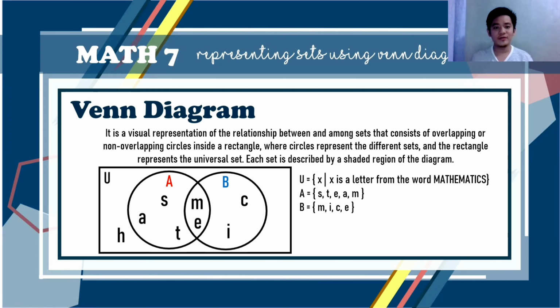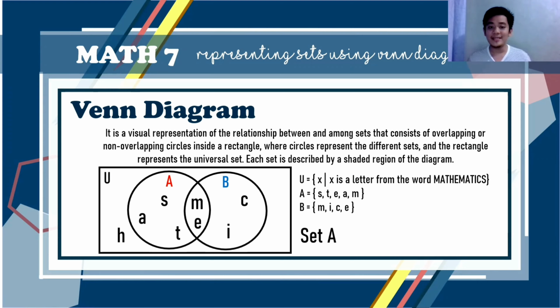Now, sir, how are we going to represent different sets using the Venn diagram? That is actually a good question, where we use the Venn diagram to represent our set through shading. What are we going to shade? We are shading the correct region that represents a specific set.